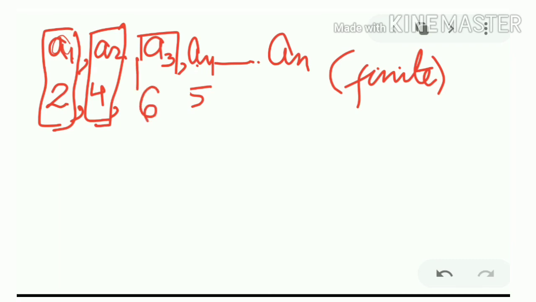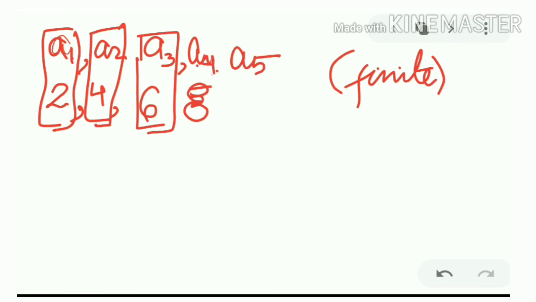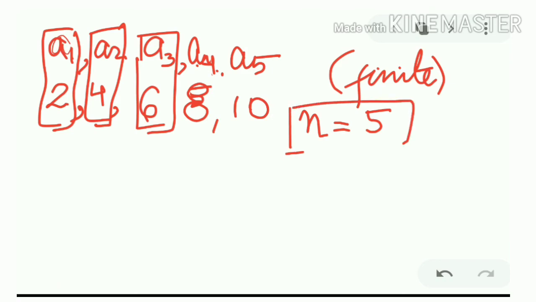A3 is equal to 6. A4 will be equal to 8. And A5, because we are taking the first 5 multiples, A5 will be equal to 10. So as I have said, it is a case of a finite series. So how many terms are there? There are 5 terms. That is, n is equal to 5.